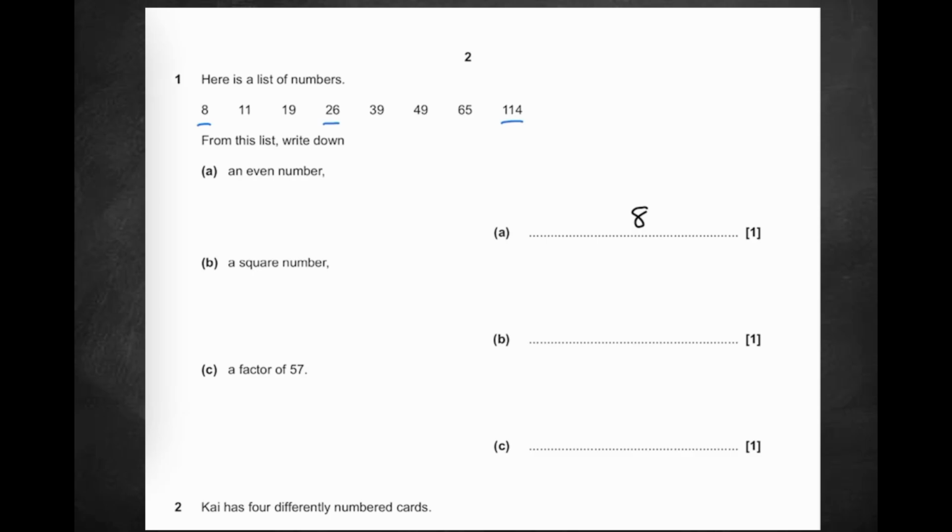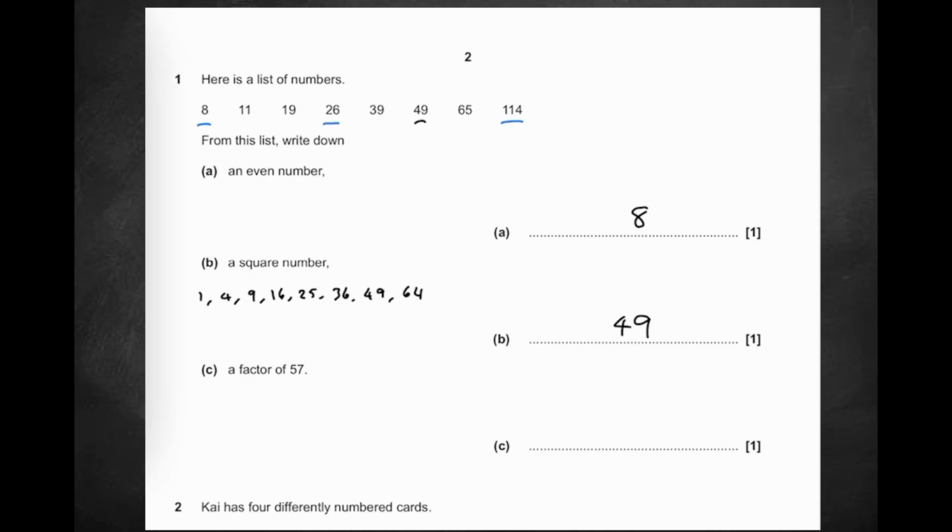Part B, a square number. So a square number is going to be a number that is another number squared. So that is just going to be either 1, 4, 9, 16, 25, 36, 49, 64. I'll stop there because I've spotted that 49 is in the list.